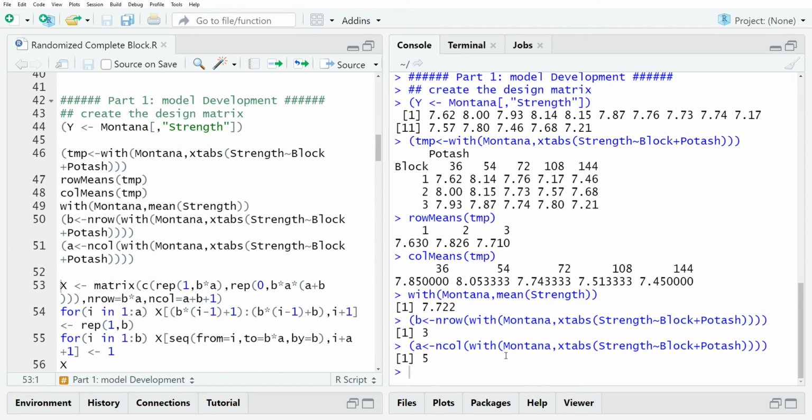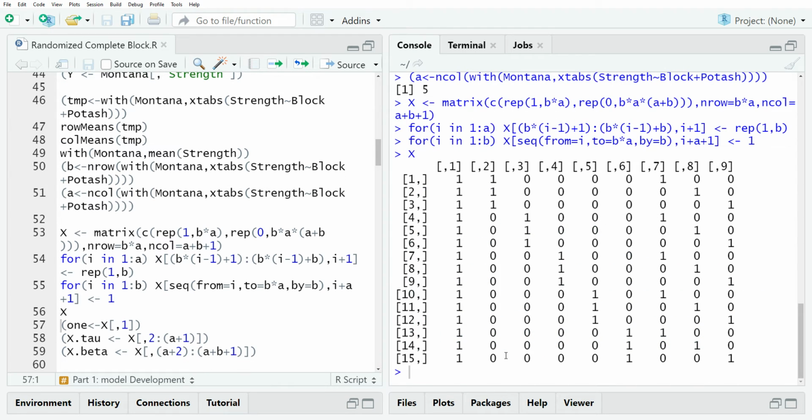So we need B and A. B is the number of blocks and A is the number of treatments. So it's 3 and 5. And then from that, since we know the order that it's sorted by, treatment and then blocks, we can generically create this design matrix. So the first column is all ones. Then the next 5 columns deal with treatments, right? And then the next 3 columns deal with the blocks. And this is like the little identity matrix going down the rows.